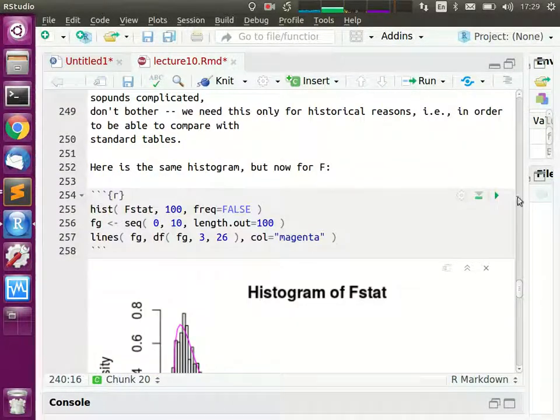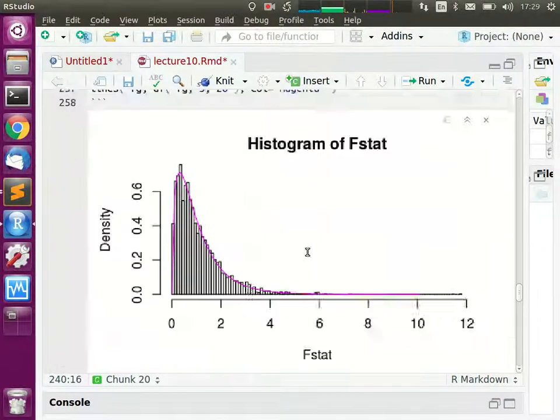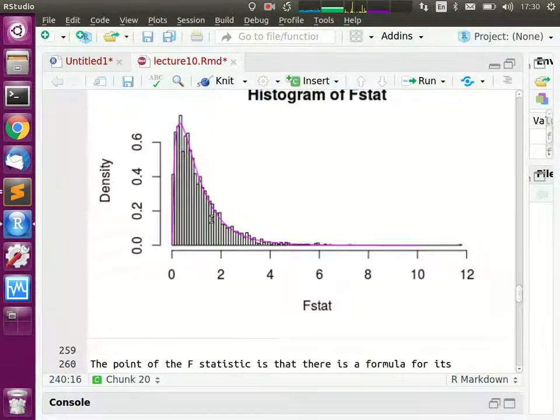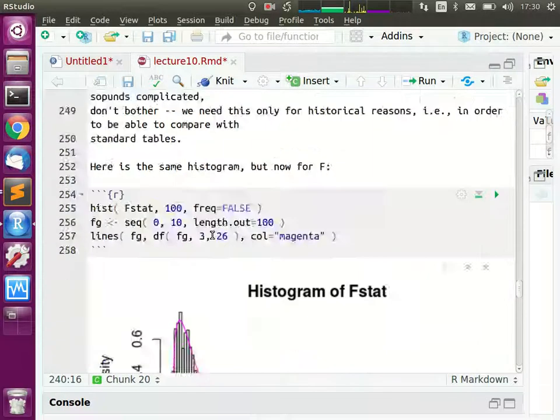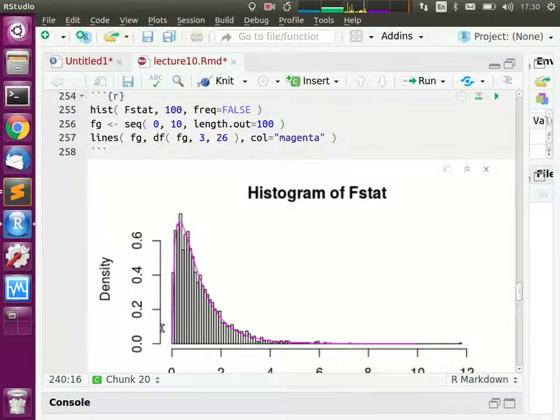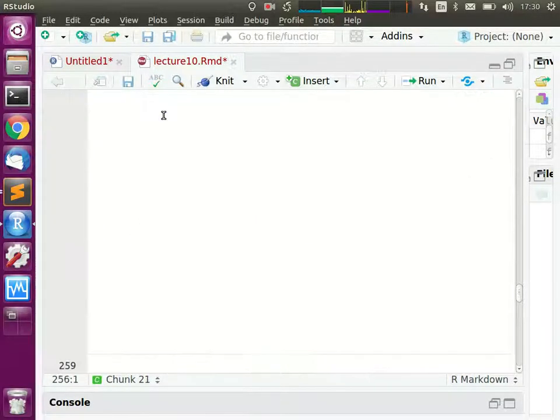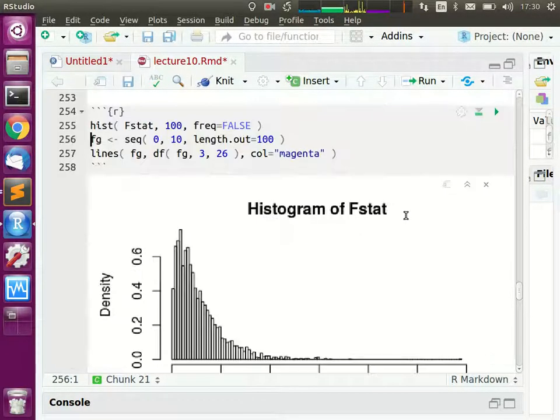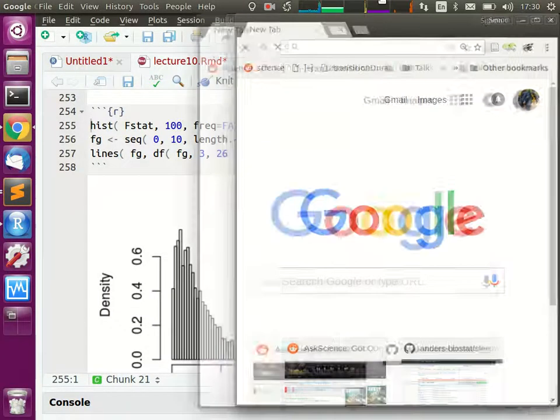If I do this, I get my histogram of the F statistic. This is the same histogram as before, but now rephrased, not as the fraction unexplained, but as the ratio of explained over unexplained, and then multiplied by 26/3. The reason why this is interesting is because here is just the histogram, and what you can now do is use the F distribution, which has a well-known formula.